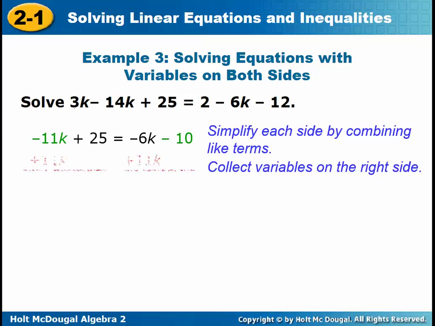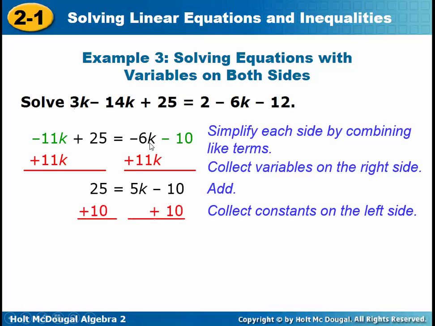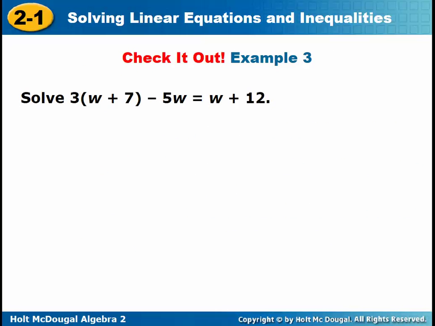Let's see if they have all the same steps. So they did a different step right here. Instead of adding 6k to both sides, they added 11k to both sides. The result of that was that you got positive 5k on the right side instead of the negative on the left. But everything else is going to be the same. 7 is the answer we both got.